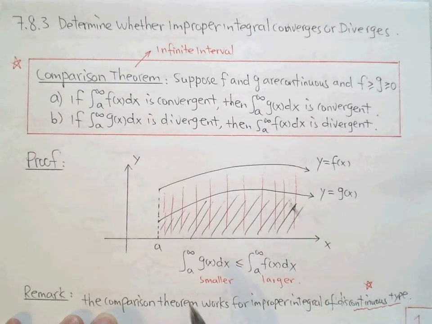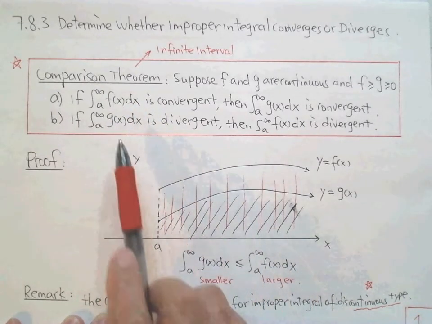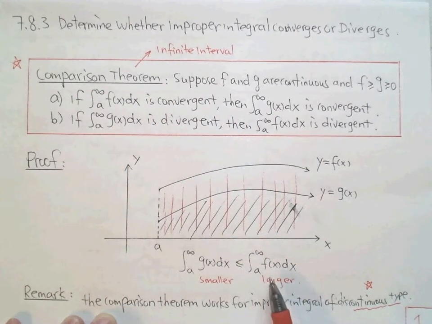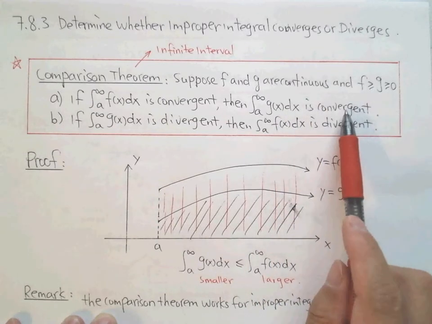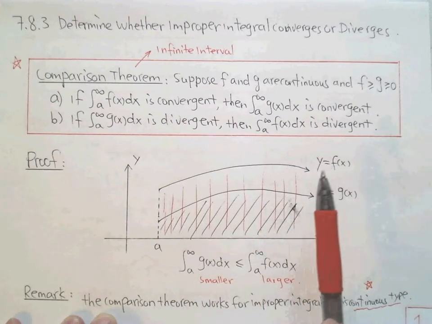The first one: f is above, f is the larger one. If the larger one is convergent, what does it mean? It means an exact number, not equal to infinity, right? This means the smaller one is also not infinity. The larger one convergent means less than infinity, so the smaller one is also less than infinity, which is convergent.